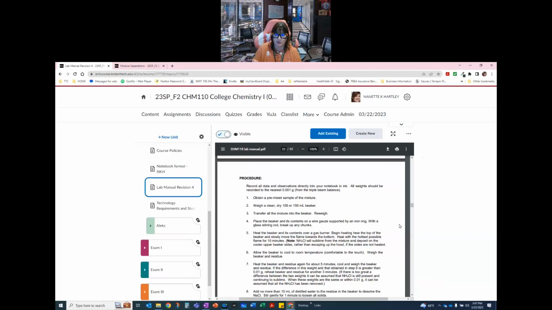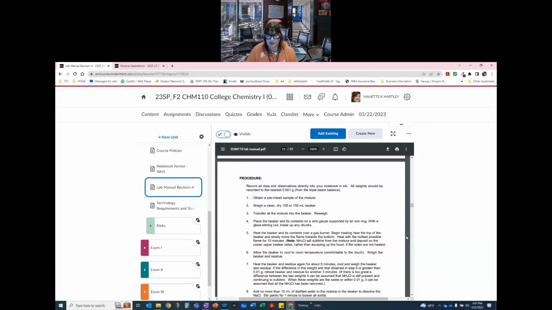So the NH4Cl will sublime from the mixture and deposit on the cooler upper beaker sides rather than escaping up the hood if the sides of the beaker are not heated. So if I don't heat that top part of the beaker, then my sublimation will deposit onto those sides, and we want it to go away. So we need to make sure that that's heated before we do it.